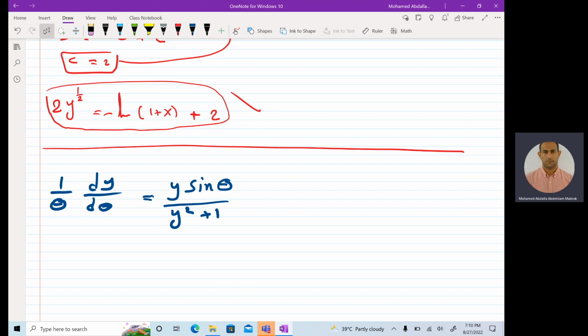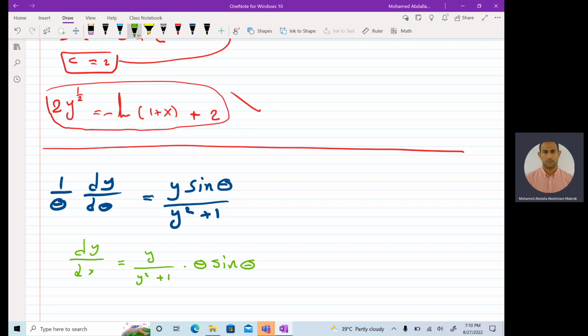So we could again multiply by theta first, and then write it in the general form of a first order differential equation, and then start to separate. So let's do that. So here we do dy by dx equal y over y squared plus 1. Let me write it this way: theta times sine theta. Can we do that? Yes, of course, we can.